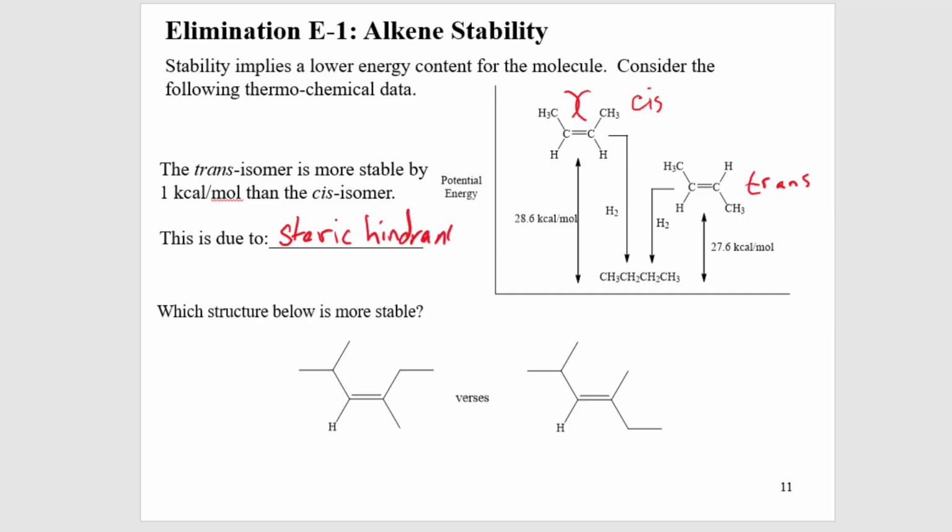When you have alkyl clouds that are closer together, they're going to bump into each other. So here are 2 alkenes down below. Which one is more stable? A or B?